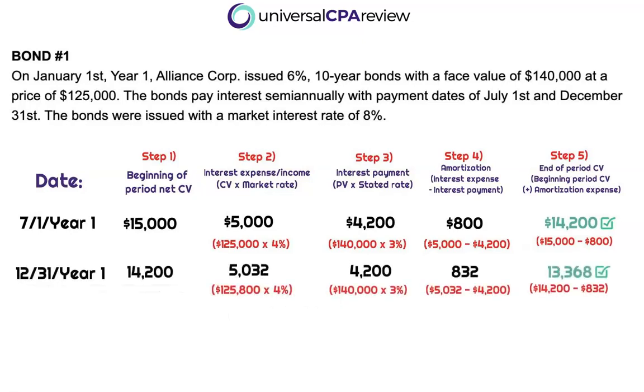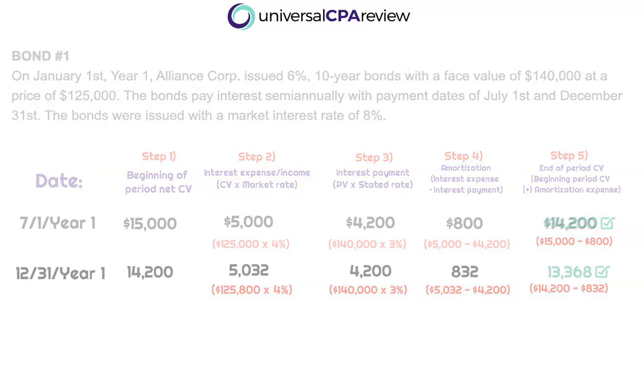Okay, steps 2, 3, and 4 are going to remain the same. The interest expense for the December 31st date is $5,032. The interest payment still going to be $4,200. And the amortization expense going to be $832. We're now bringing the $14,200 beginning carrying value of the discount down by $832. So the ending carrying value, right, the unamortized portion, the amount that is left to be amortized, is going to be $13,368 on the December 31st date. Okay, done with bond number 1.